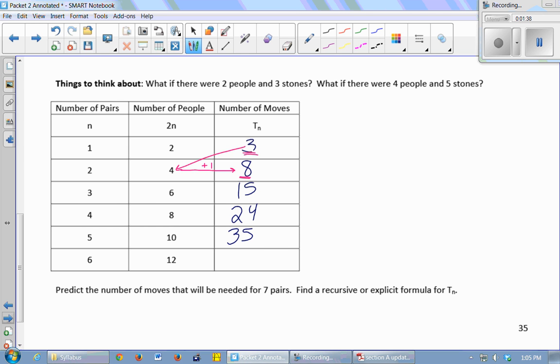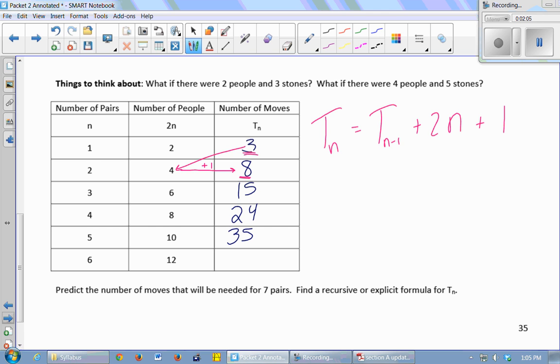8 plus 6 is 14, plus 1 is 15. 15 plus 8 is 23, plus 1 is 24. 24 plus 10 is 34, plus 1 is 35. So the formula, and you just gave me the formula for it, you said Tn equals Tn minus 1, which is just the number right before Tn, right? Plus 2n, the number from the column labeled 2n, yep, plus 1.